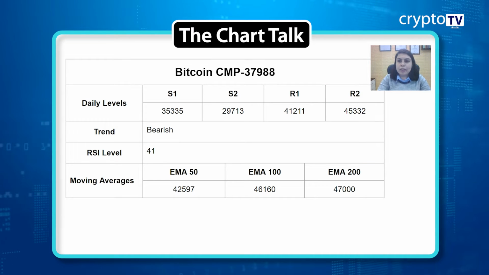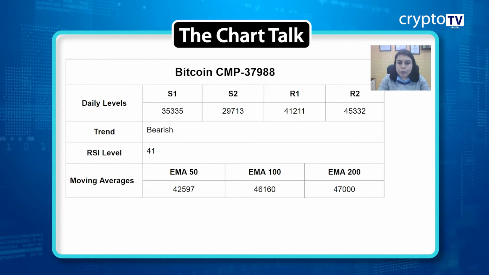This is the current market price of Bitcoin, which is trading at 37,988, very near to 38,000. If you look at the trend, the daily trend as of now is bearish, which means the price is making the formation of lower lows and lower highs. Also look at the RSI, which is at 41. The RSI lower level is somewhere around 30, and recently the RSI for Bitcoin has started going up.